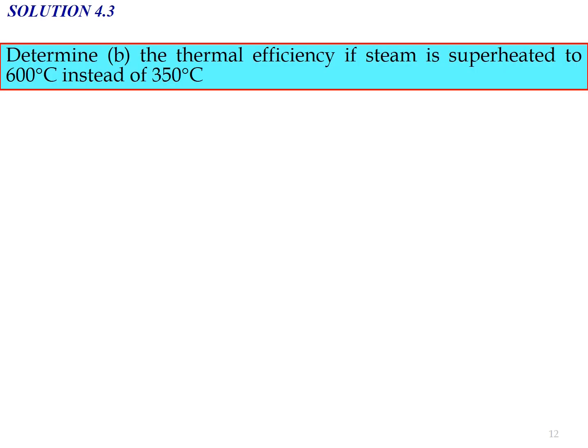Okay, now for question B, you need to determine the thermal efficiency if the steam is superheated to 600 degrees Celsius instead of 350 degrees Celsius. For this question, actually, this question tries to show an example for method number 2. Method number 2 refers to superheating the steam. So instead of 350, we will increase the value of T3 to 600 degrees Celsius.